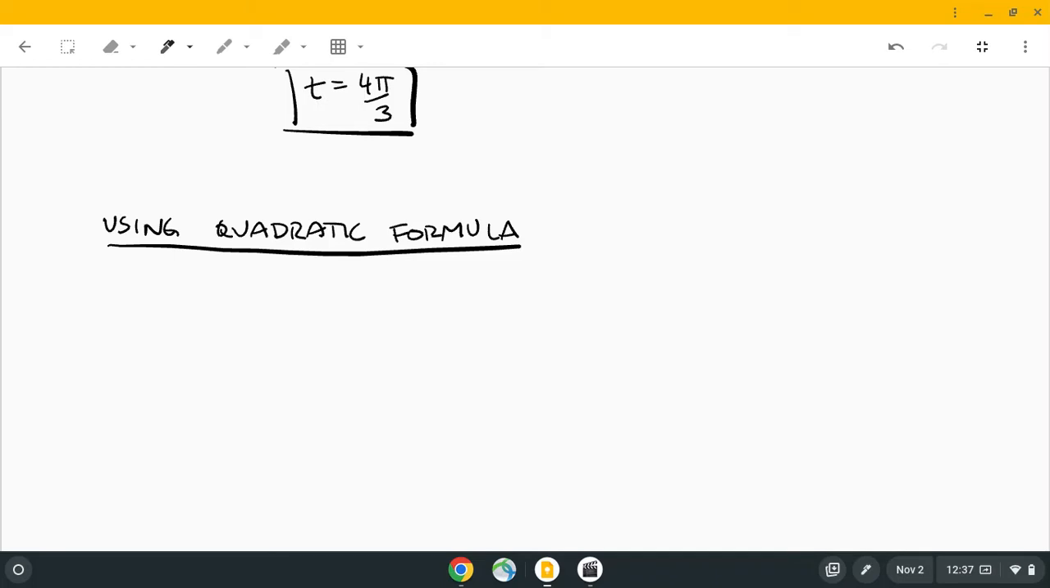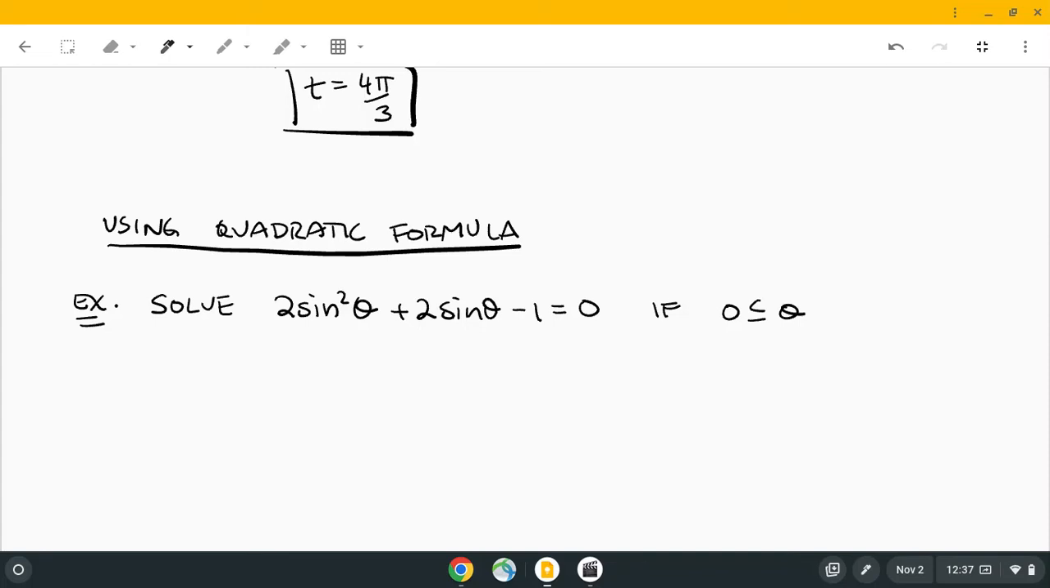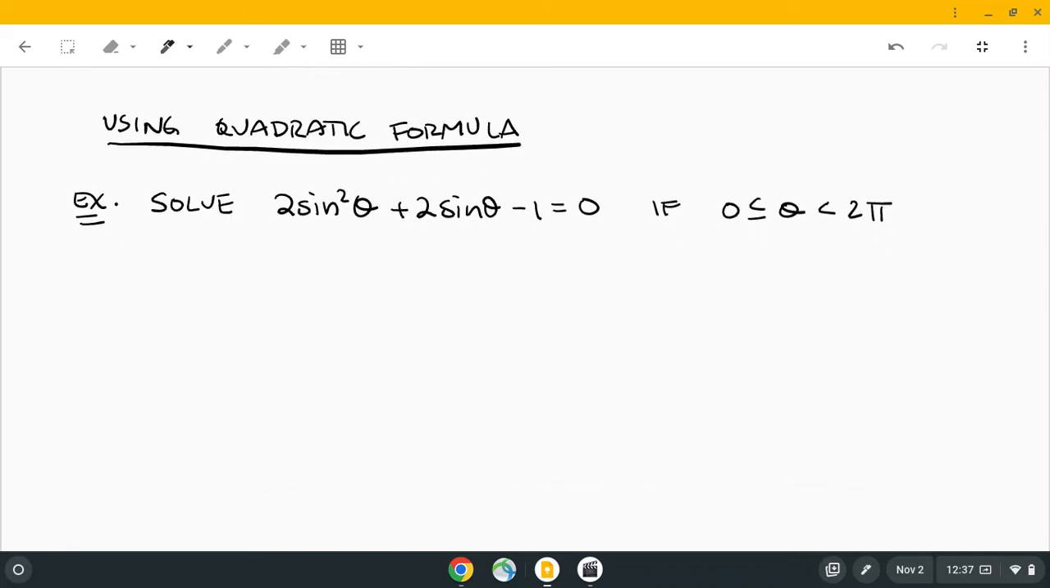Okay, so let's take a look at this one. Solve 2 sine squared theta plus 2 sine theta minus 1 equals 0, if theta is between 0 and 2 pi. Which means we're going to have to be in radian mode. We're using quadratic formula, so it's not factorable. So we're going to have to use our calculator, and we need to make sure we're in radian mode.